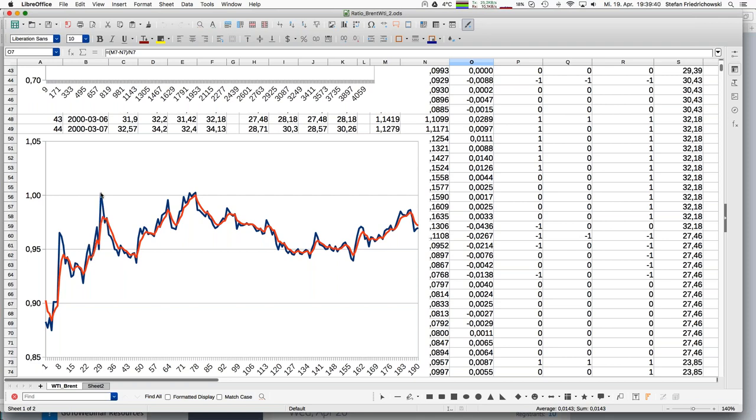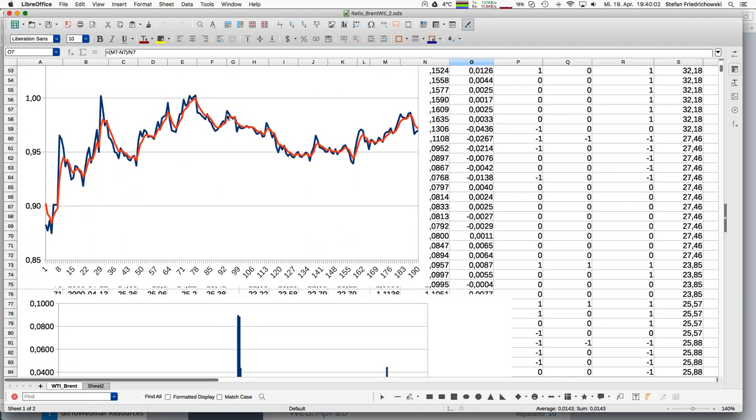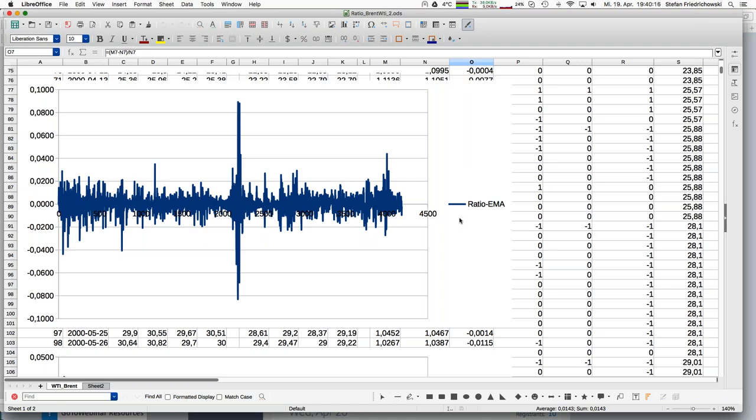Hey, there are sometimes huge deviations from that EMA. You see that spike here? You see sometimes a spike to the south, sometimes a spike to the north. And those are the ones we want to trade. This becomes even more obvious if we now build the difference between the two lines, between the actual ratio and the EMA on that ratio. And first, here's a chart for the complete 16 years. And now it really looks like noise.